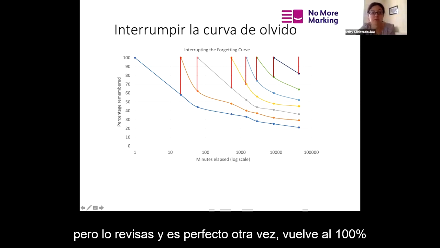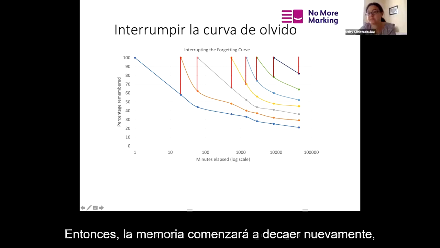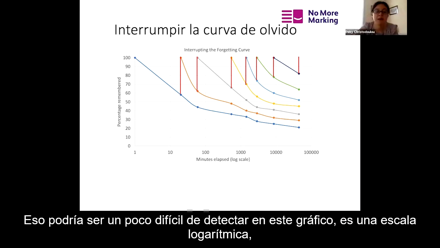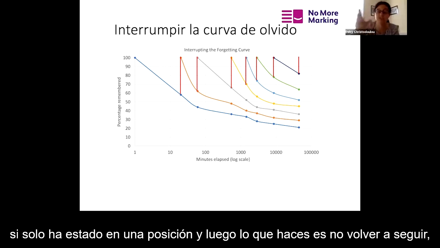You top up to 100%. And then what's great is that it will start to decay again. So the memory will start to decay again, but it will decay at a slightly slower rate. And that might be a little bit tricky to spot on this graph. It's a log scale, but essentially it's just not decaying as fast as it would have done if it had just been one repetition.